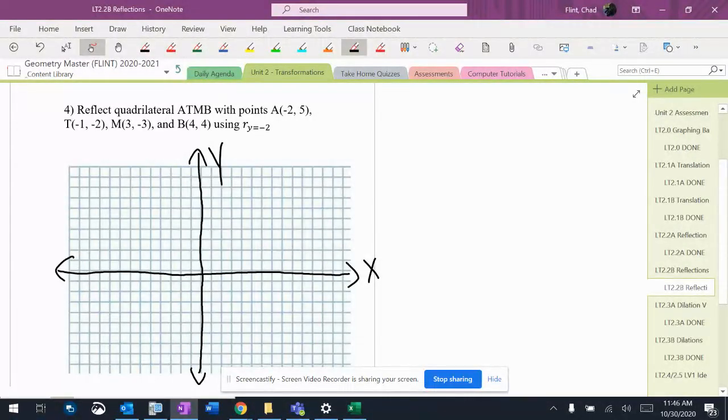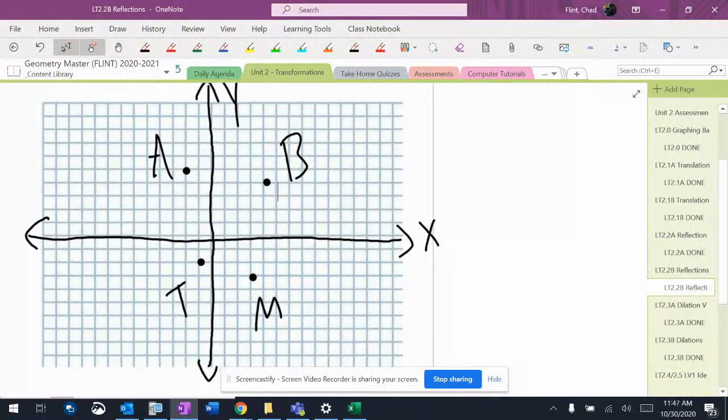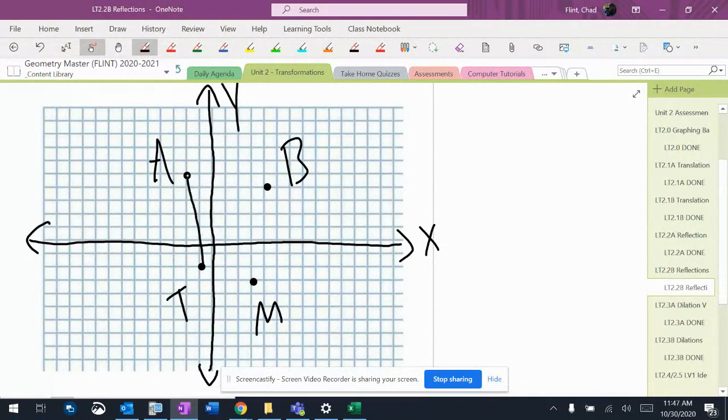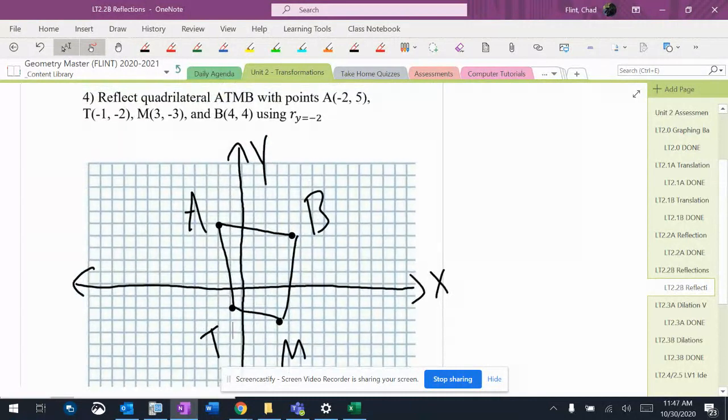So negative 2, 1, 2, 3, 4, 5 is right there. Negative 1, negative 2 is down here. 3, 1, 2, 3, negative 1, 2, 3. And then 1, 2, 3, 4, 1, 2, 3, 4 is right there. So we're looking at A, T, M, and B. So there's that quadrilateral right there, 4 sides.